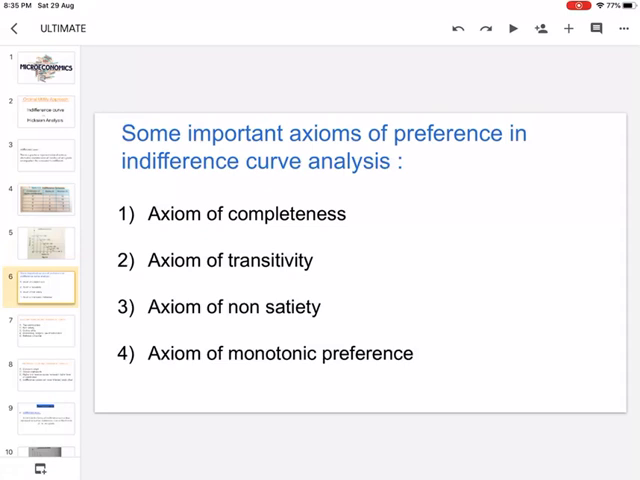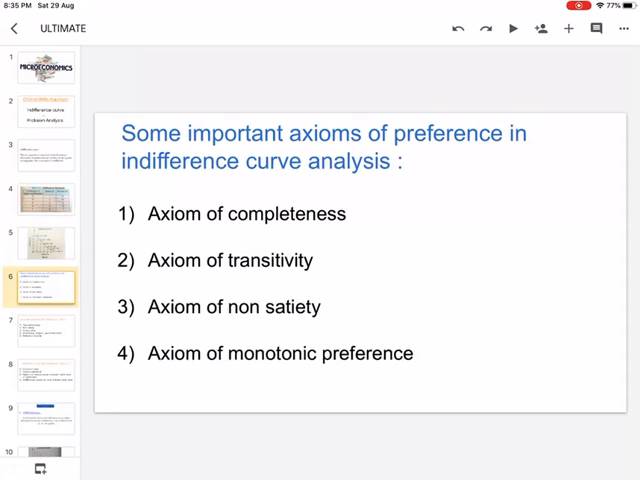In short, it means that suppose we have a combination A and combination B, the consumer can always specify that he prefers A to B, or maybe B to A, or maybe combination A is indifferent to B. So in this way, these combinations of goods that are available to the consumer are comparable.